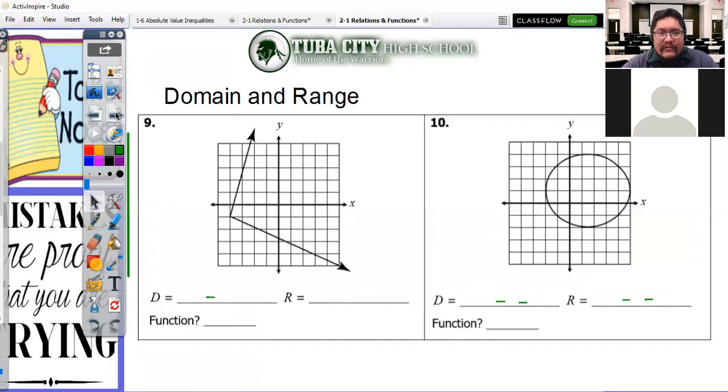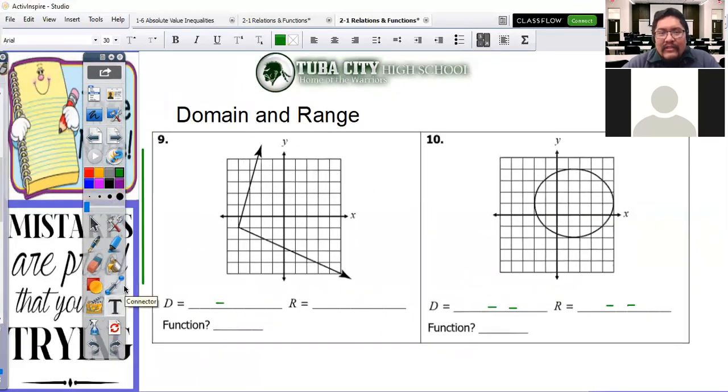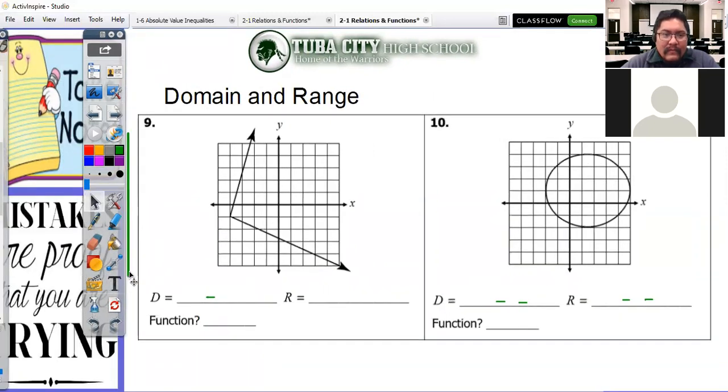Now moving on to another set of graphs here. These ones are a little bit weirder because you probably haven't seen anything like this, or if you have, you probably didn't talk about it all that much. Now we still have a vertical line. So to get the domain, start with your lowest numbers, and I have nothing, nothing, nothing, nothing, nothing, nothing, until I get to about there. Then I have one point of intersection.